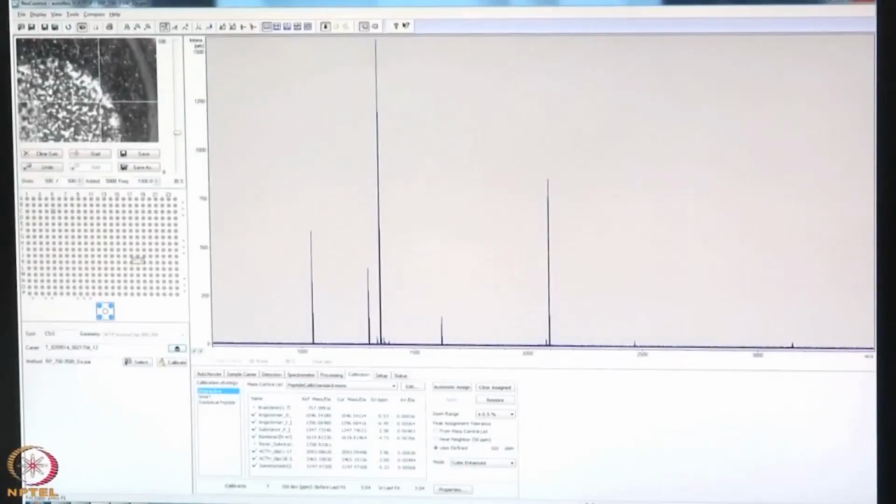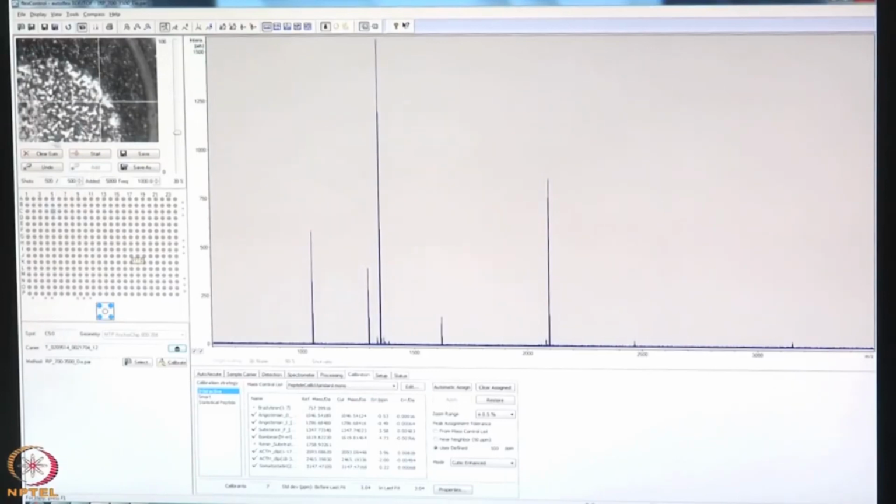Once the plate is placed inside the instrument, with the help of a software called Flex Control, the instrument is now operated. The instrument will first have to be calibrated using certain calibrants, which are standard calibrants provided by the company itself, which would be placed in any one of these wells. When we calibrate the instrument, we can then use it for analyzing the samples. In this particular case, the sample has been loaded in C5.